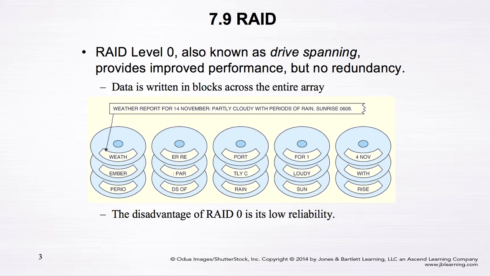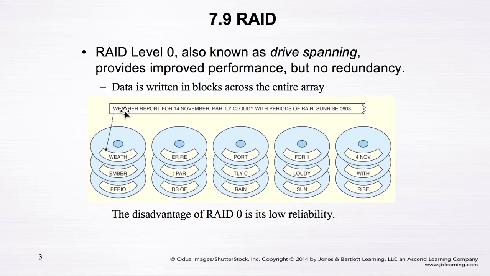This is known as drive spanning. This provides improved performance but no redundancy. Basically in RAID level 0, data is written in blocks across the entire array. So we have the array of disks right here. We have multiple disks and each one has multiple surfaces.